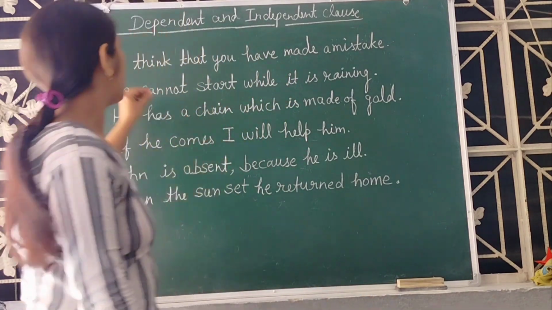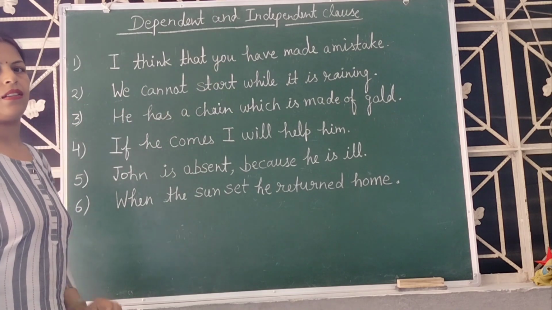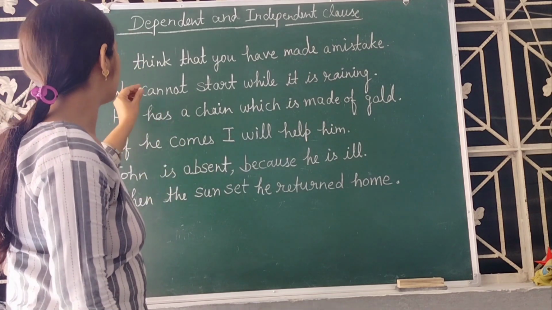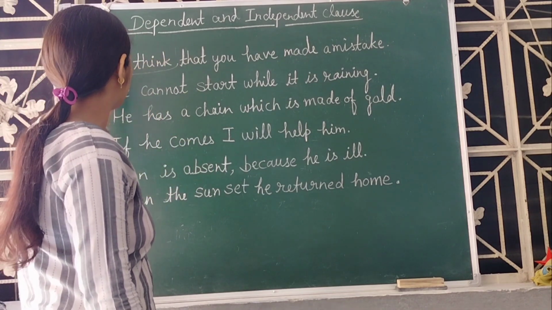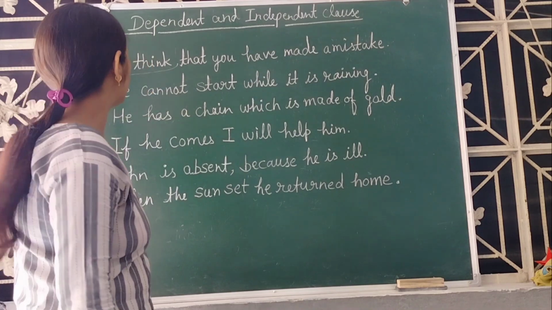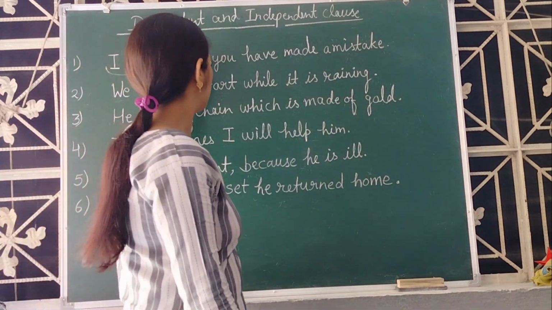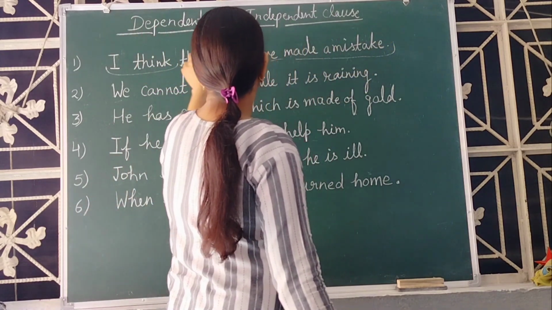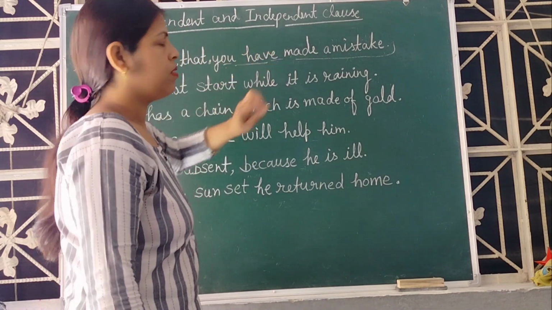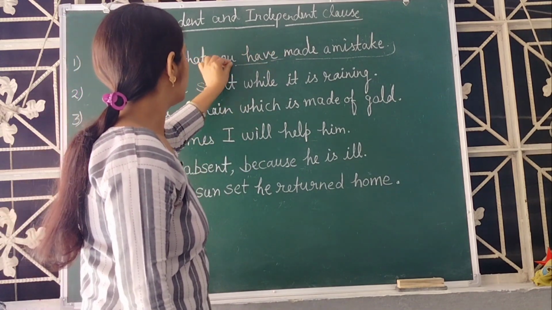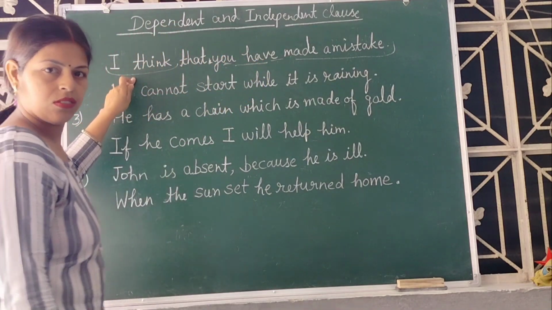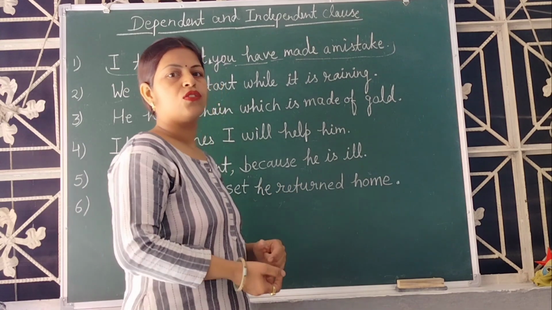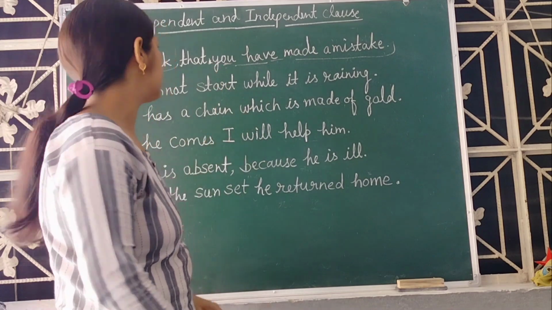Okay. Our first example is: I think that you have made a mistake. Now look at this sentence. I think. If I talk only of I think, it has a subject and verb combination. You have made a mistake. It also has a subject and verb combination, right? So it is a clause and it is another clause in a sentence. एक सेंटेंस में दो या उससे ज्यादा क्लोज हो सकते हैं. So here we have two clauses in this sentence.